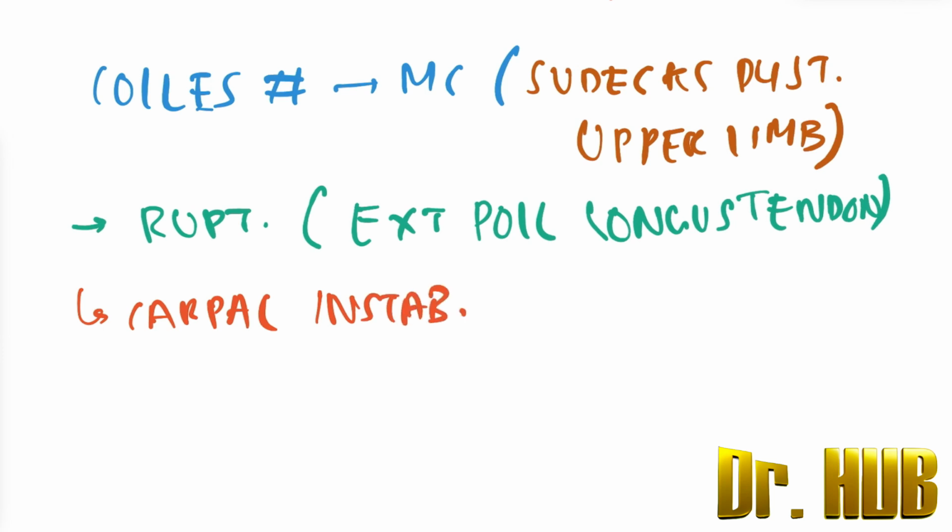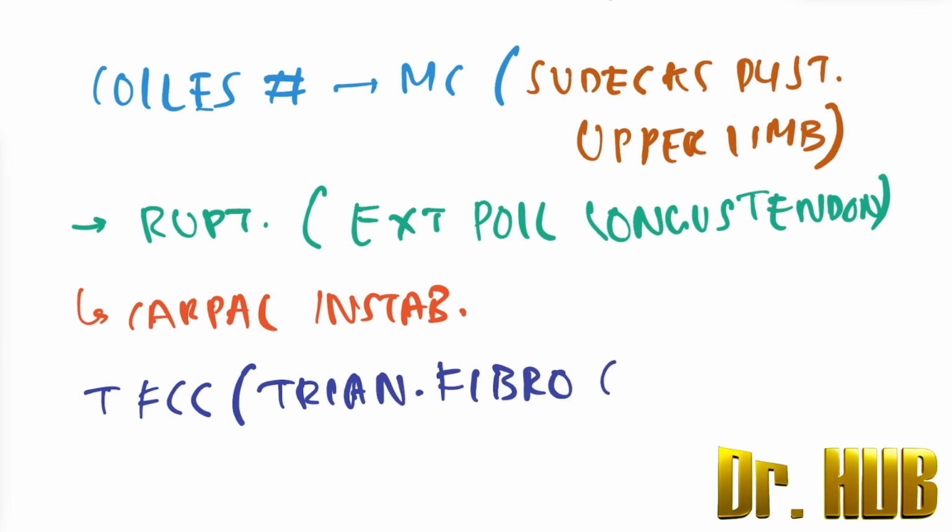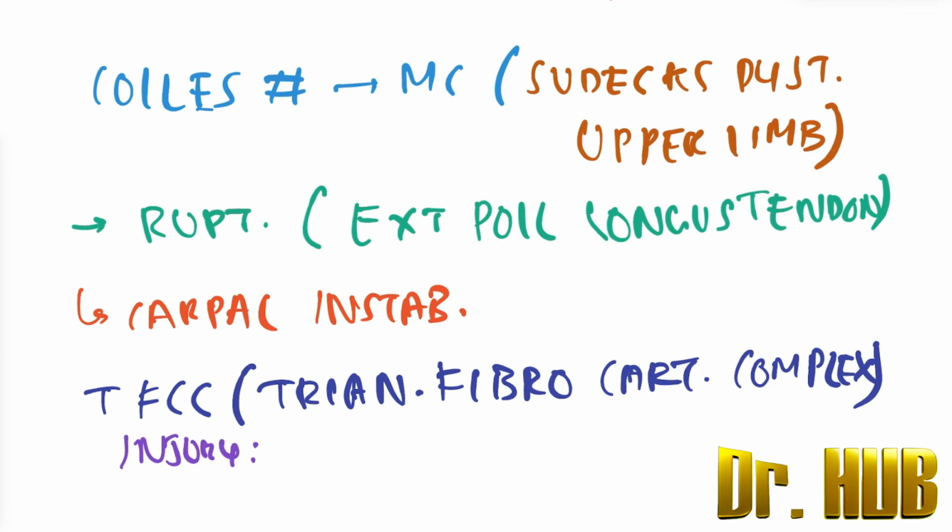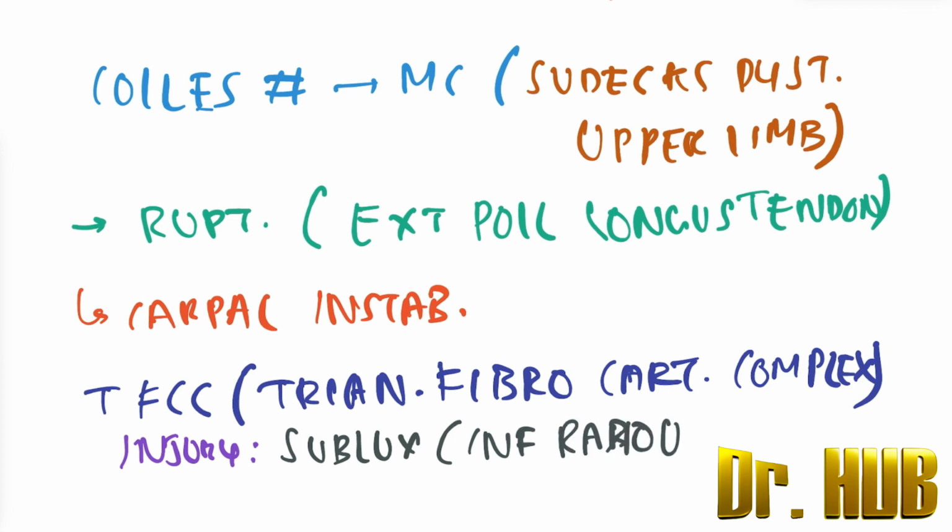Then comes the triangular fibrocartilage complex. So this injury is seen. And also the subluxation of the inferior radioulnar joint.